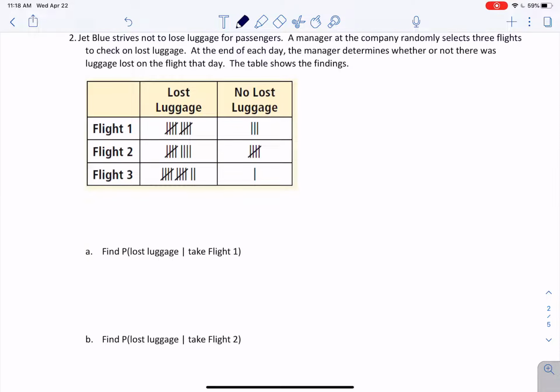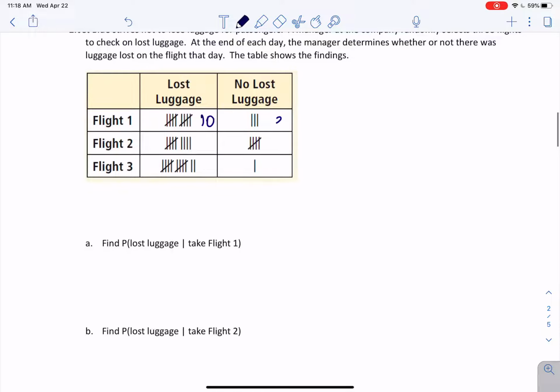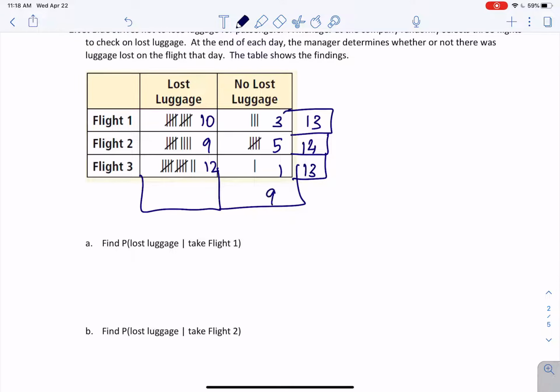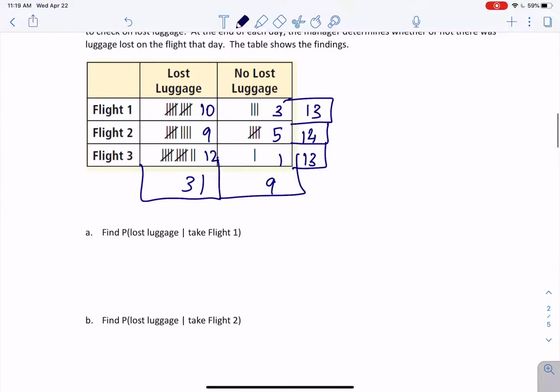Next example we'll look at is with some luggage, and we're trying to see what our best situation is. So we have a flight, they're tracking how much luggage they lose per passenger on 3 different flights. On flight 1, 10 people lost their luggage, 3 people did not. On flight 2, 9 people lost their luggage, 5 people did not. Flight 3, 12 people lost their luggage, 1 person did not. So in total, 13 people took flight 1, 14 people took flight 2, and 13 people took flight 3. And the other way, 9 people didn't lose their luggage, 31 people lost their luggage. It's not a very good data set.